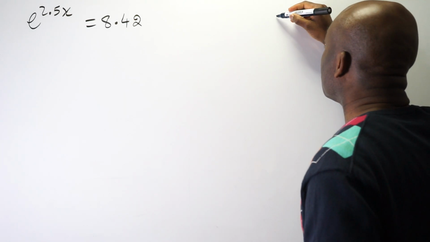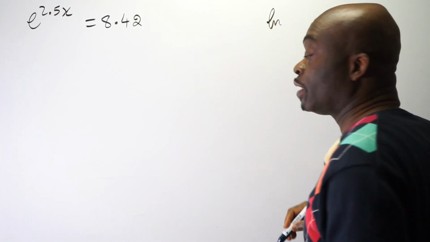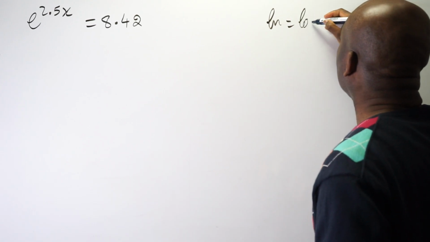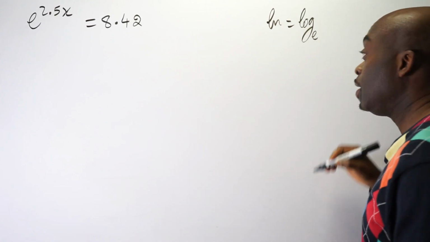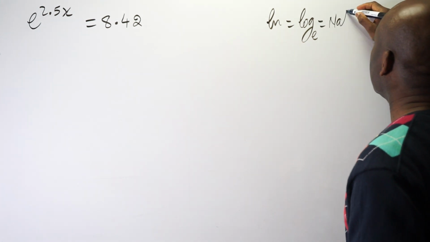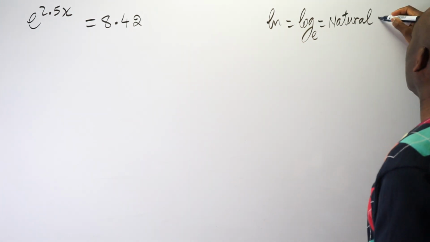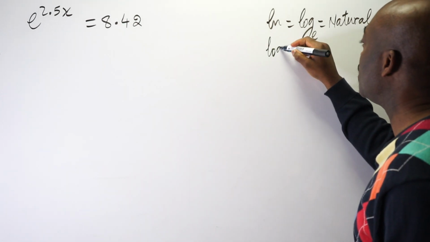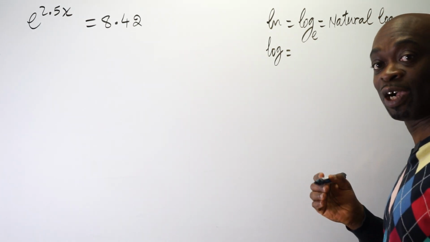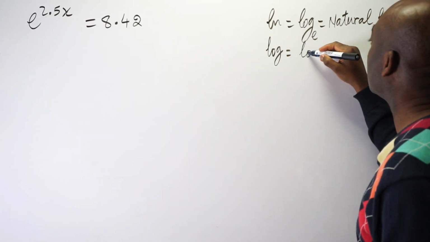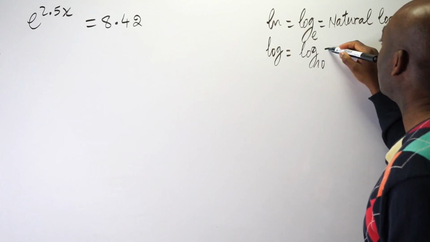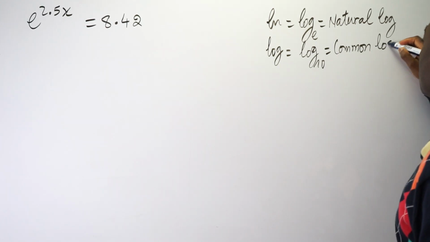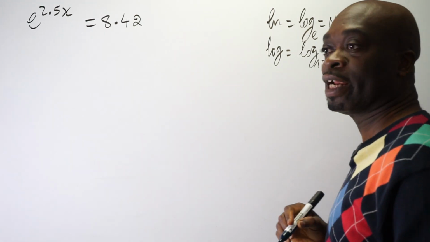So we have ln, which is the natural log, the same thing as having log base e. Then log, the one we are already accustomed to, equals log base 10, which is the common log. All right, so those are two items that we want to talk about.